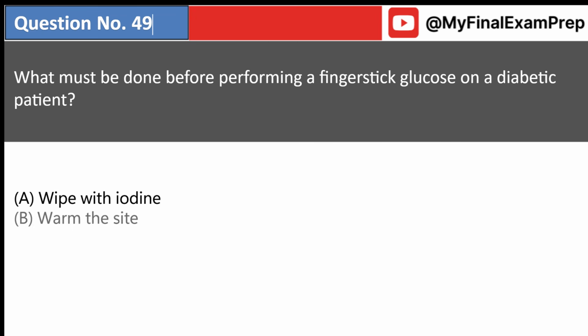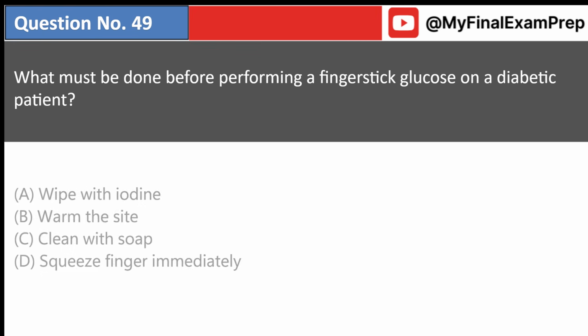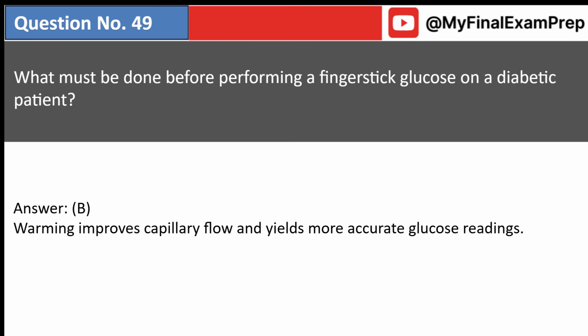What must be done before performing a fingerstick glucose on a diabetic patient? A. Wipe with iodine. B. Warm the site. C. Clean with soap. D. Squeeze finger immediately. Answer: B. Warming improves capillary flow and yields more accurate glucose readings.